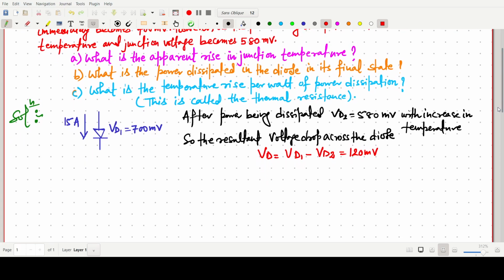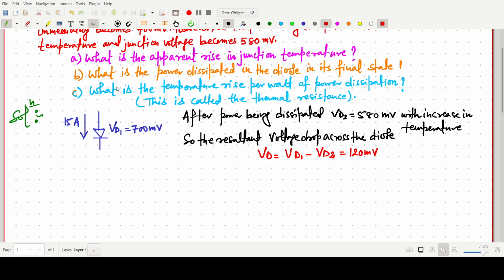So this one is the 580 millivolt. We have to find the apparent rise in junction temperature, the power dissipated in the diode in the final state, and the temperature rise per watt of power dissipation. That is our thermal resistance: temperature rise divided by power dissipation in watt. The resultant voltage is 120 millivolt.